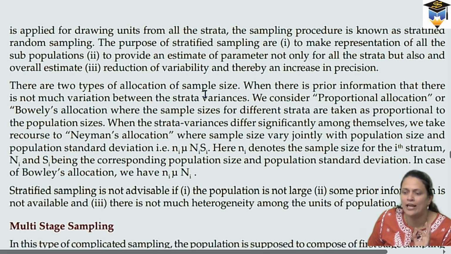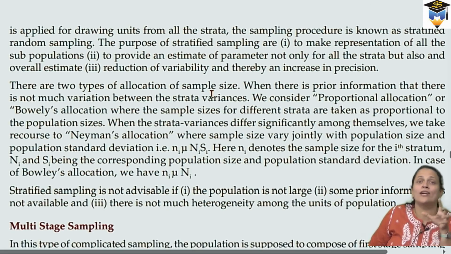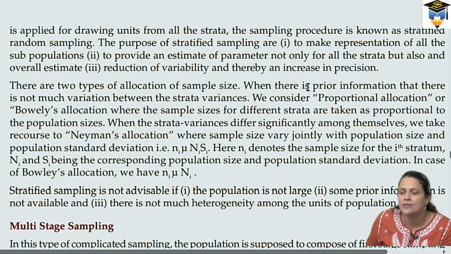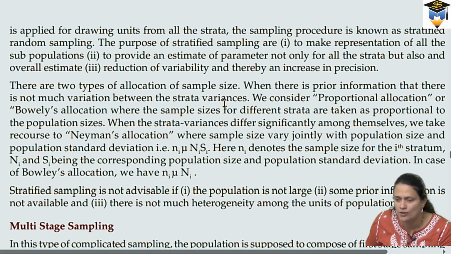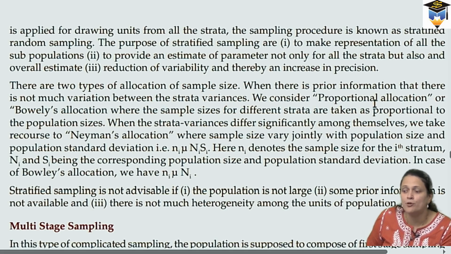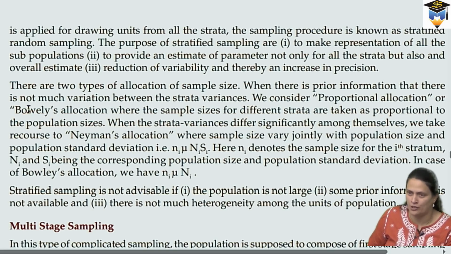Next, there are 2 types of allocation of sample. Now how will we allocate the sample size? When there is a prior information that there is not much variation between the strata variances, then proportional allocation is done, or Bowley's allocation, where the sample sizes for different strata are taken as proportional to the population size.